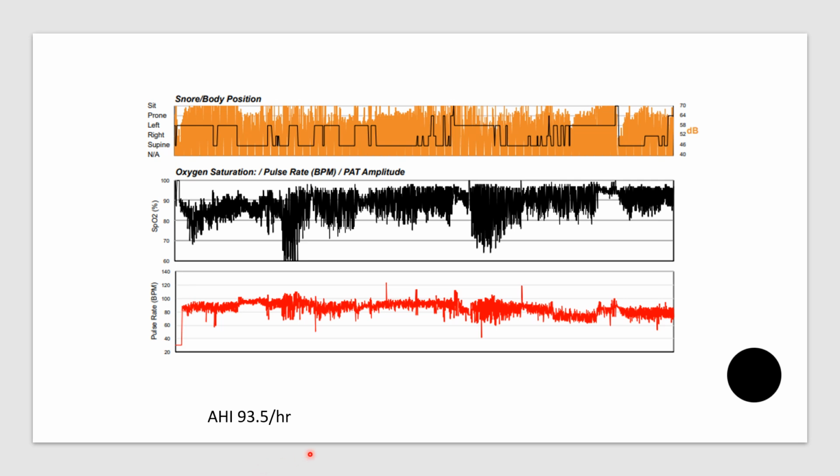Hopefully you can see the difference with this study. So this is somebody with a very severe sleep apnea. They were having 93.5 events per hour, so about 1.5 events per minute, or 3 events every 2 minutes. I've put on here as well, this orange is actually their snore level, so it's going beyond 70 decibels, which is probably the sound of a washing machine.